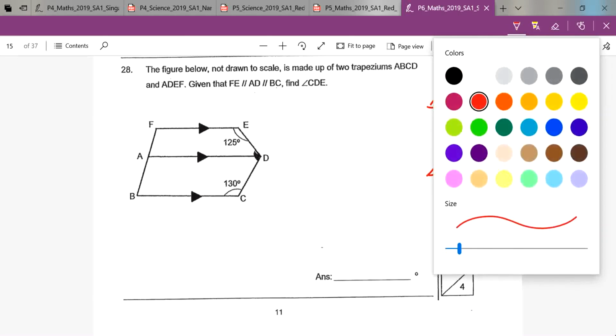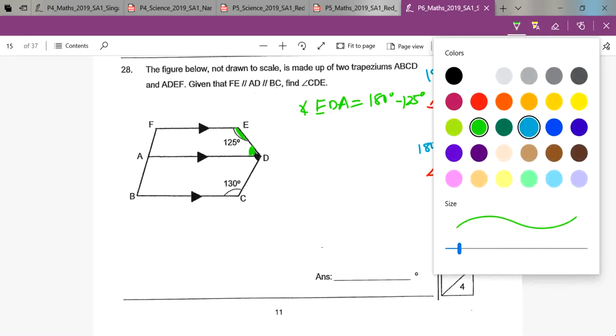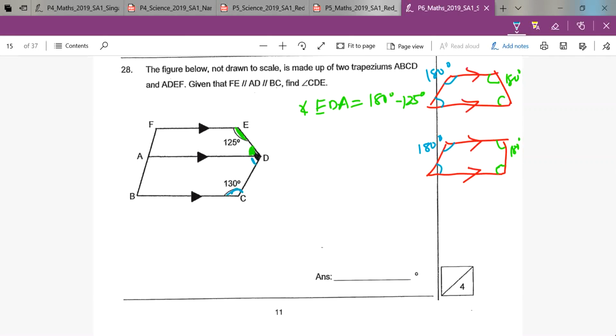If you revise the concept, you're going to remember that this angle and this angle added together is 180 degrees. This angle added to this angle is 180 degrees. This angle with this angle added together is 180. This angle and this angle added together is 180. So I can safely say that this angle added to this angle will be 180, which means that my angle EDA is 180 minus 125. And I can also safely say that this angle and this angle would be 180, which means my angle ADC is 180 minus 130.